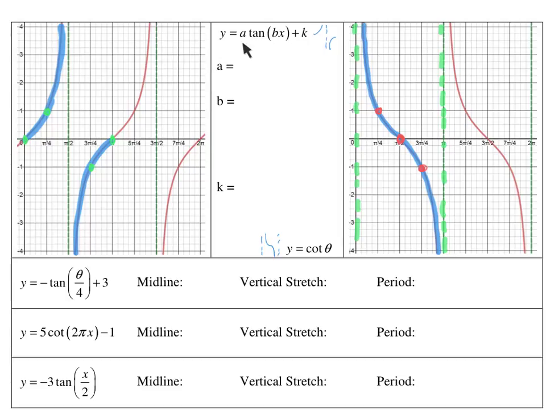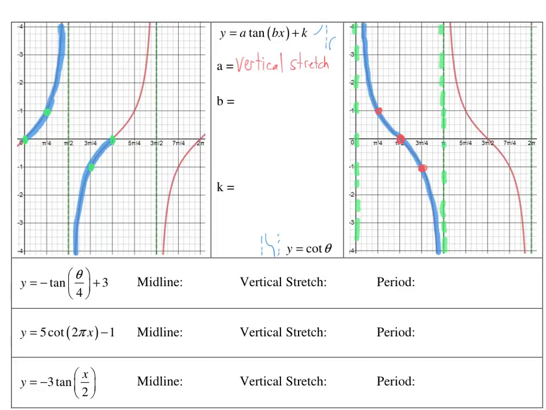So for tangent, the front number is your A. This number next to the X is your B, and that's your K. Now the A is not your amplitude for tangent. I call it your vertical stretch. It's not your amplitude, because amplitude means it's your highest or lowest value, and that is not your highest or lowest value. These keep going up and down forever. So you can't really call it an amplitude. But it acts just like an amplitude. You'll see why later. B is still related to your period.